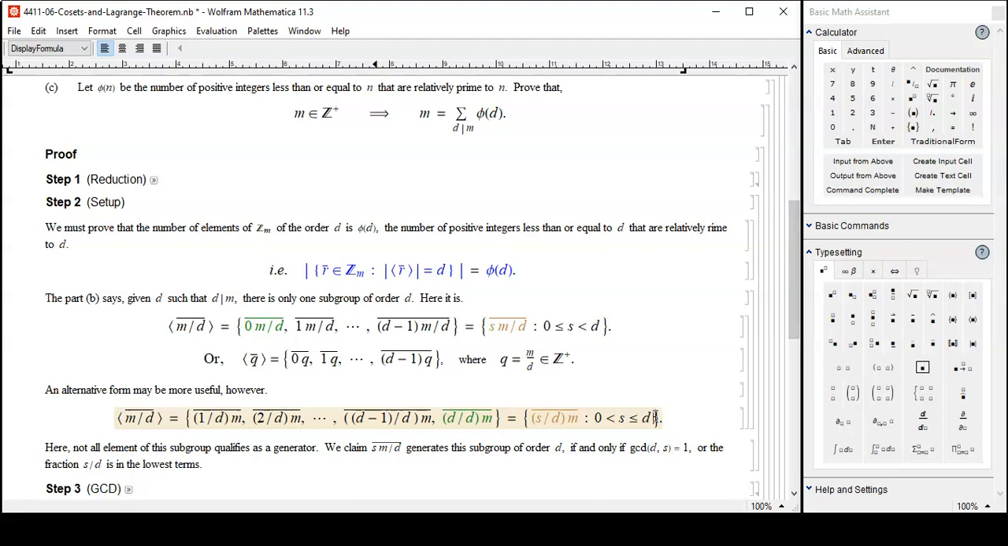What I claim here is I would like to get that phi of d, which is associated to greatest common divisor being 1, relatively prime. So what I claim is this Sm over d generates the entire subgroup if and only if d and s are relatively prime, or equivalently speaking, the fraction s over d is in the lowest terms, as I emphasize here. If I prove that, then I'm going to get this blue, and that'll complete the problem. And that's something we are going to do in step 3.